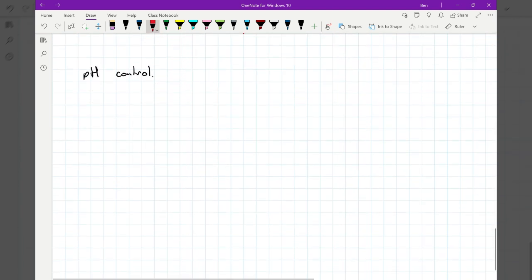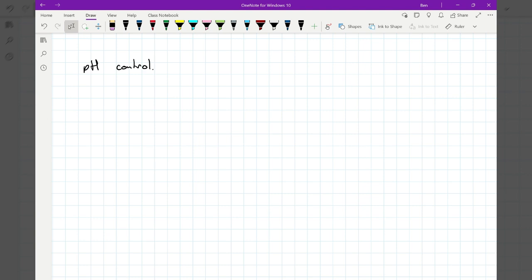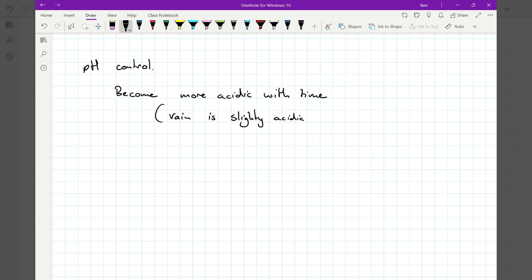And the last one then is pH control. So what we find is soils have a habit of becoming more acidic with time. And this is because rain is slightly acidic and it builds up in the soil. And this then affects or reduces nutrient levels. So farmers can amend soil pH by adding lime.